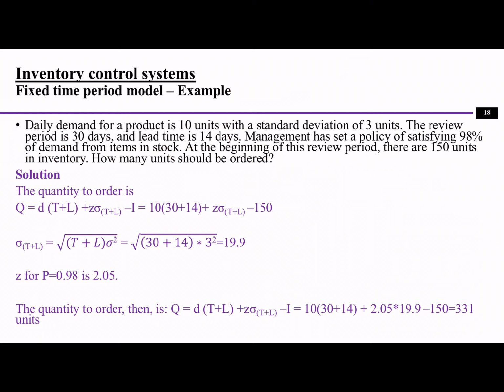Okay, we basically have most of the information here. We know I, we know Z, and we know the lead time is 14 days and the review period is 30 days. So T is 30, and the lead time is 14. To find how many units we should order, we use this equation: Q equals D times T plus L, plus the safety stock, minus the current inventory level. After we put in all these numbers, we only need to find Z times sigma, which is the safety stock here.